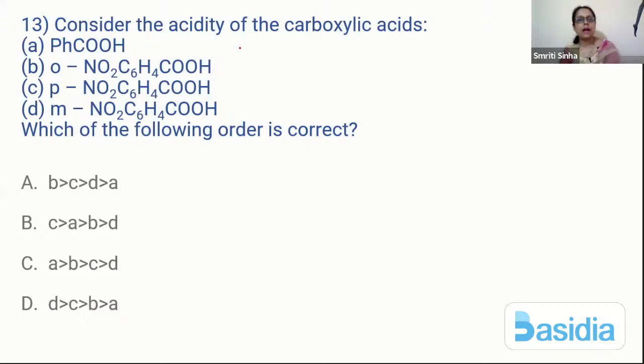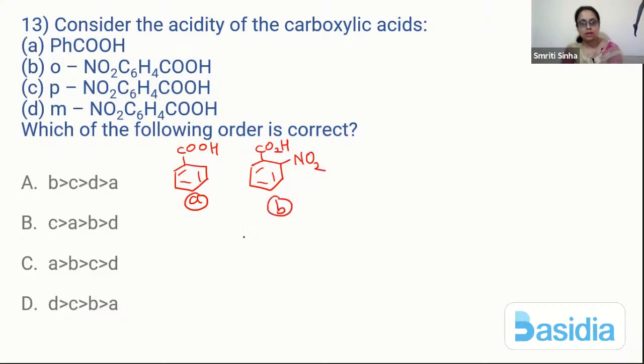Next, consider the acidity of carboxylic acids. You have a few of the carboxylic acids with you. You have to consider their acidity and then write their correct order. So if you draw the structure for all, the first is the benzoic acid. This is A. B is orthonitrobenzoic acid. At ortho, you have to add nitro. This is B. For C, it is metanitrobenzoic acid.